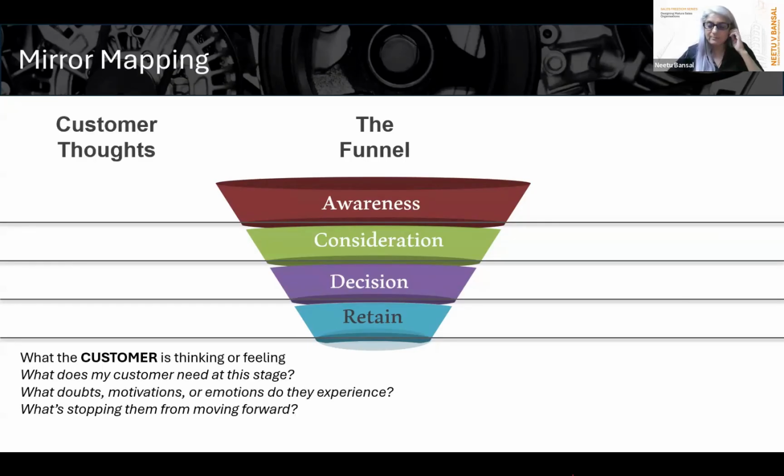So then before we map out what we as a business are doing, let's look at what the customer's thoughts are at each of the stages. So what is the customer thinking or feeling?